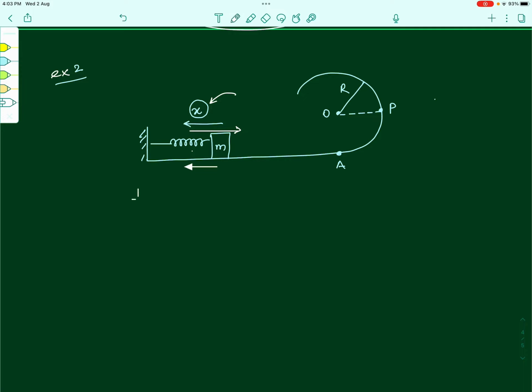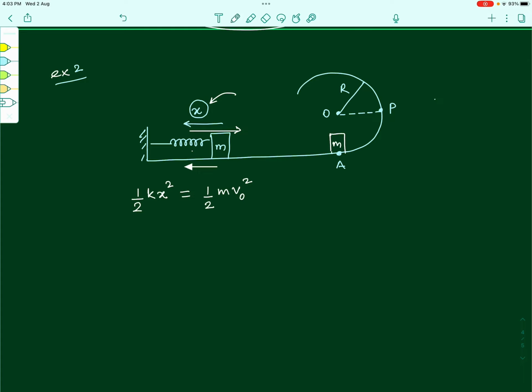So understand that if x was the compression in the spring, the spring potential energy stored in the spring was half kx squared, and when you release the block and the spring opens up, all this spring potential energy will be converted into the kinetic energy of the block, half mv naught squared, and it is with this kinetic energy that the block reaches here to the point A.